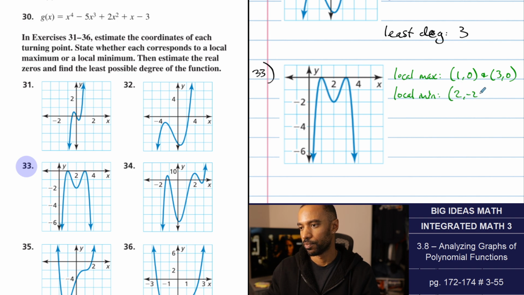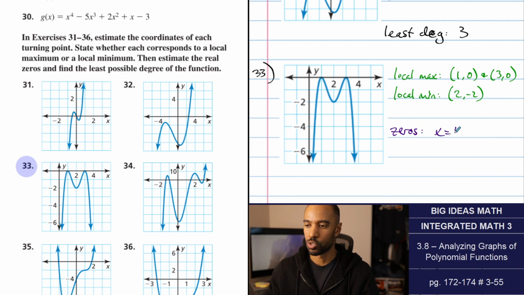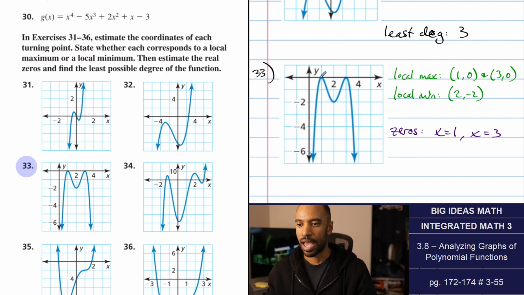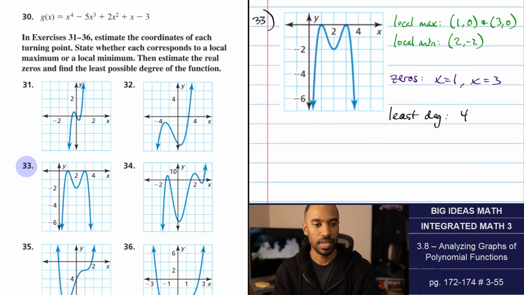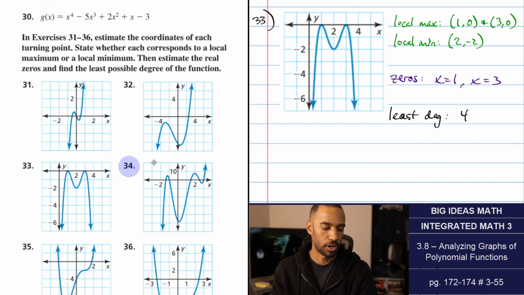Those are nice ones. Now the zeros that I have are the same as the local maxes, where x equals 1 and x equals 3. And it has 1, 2, 3 turning points, and it's an even degree function. It looks like least degree is 4, a quartic. There's number 33, the easiest of the bunch so far. They should have started with it. Come on. Number 34.